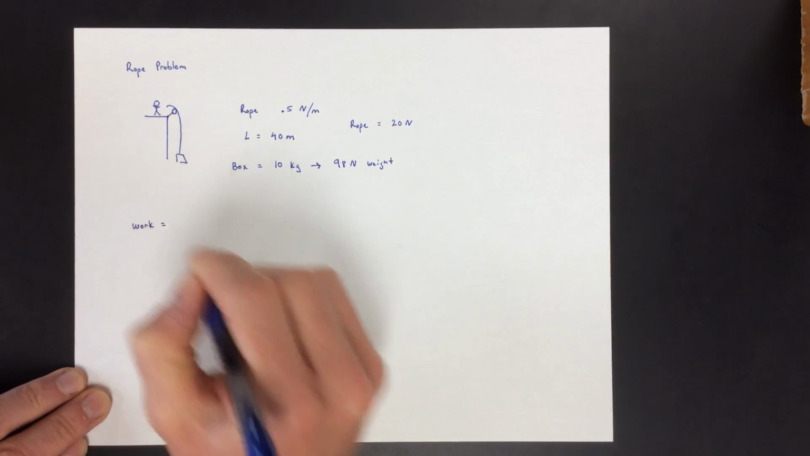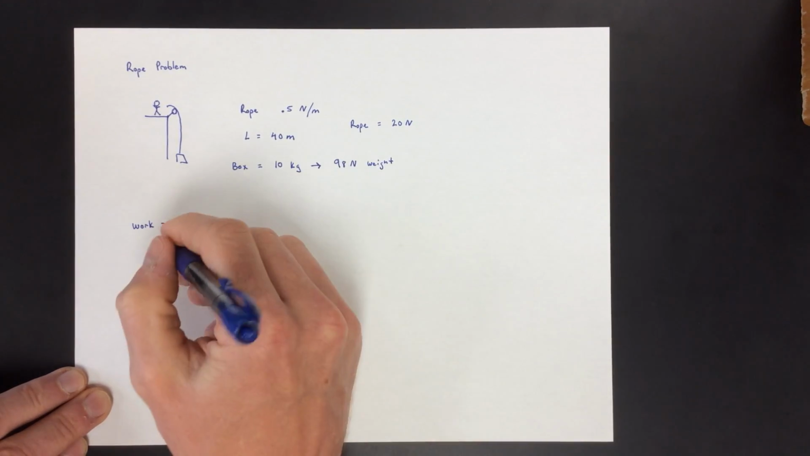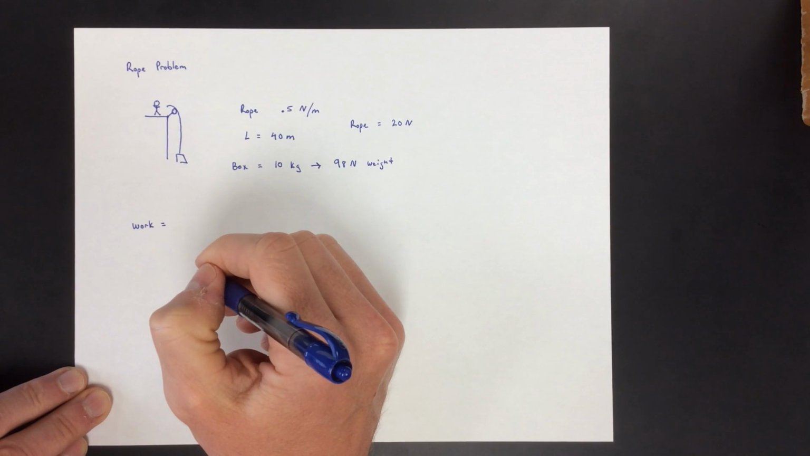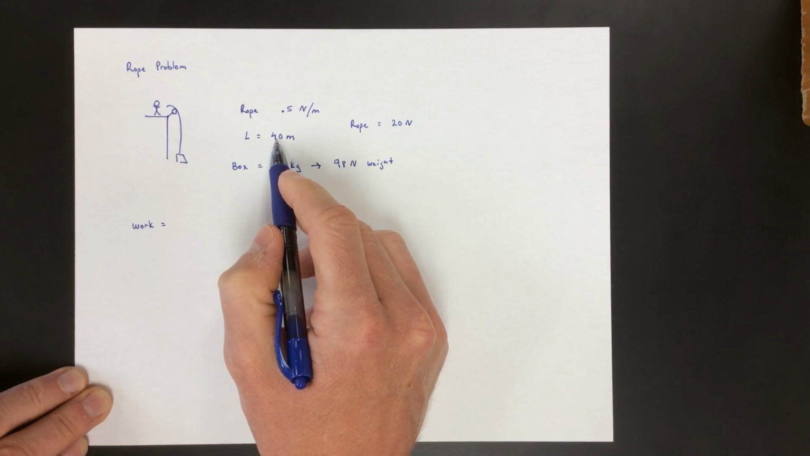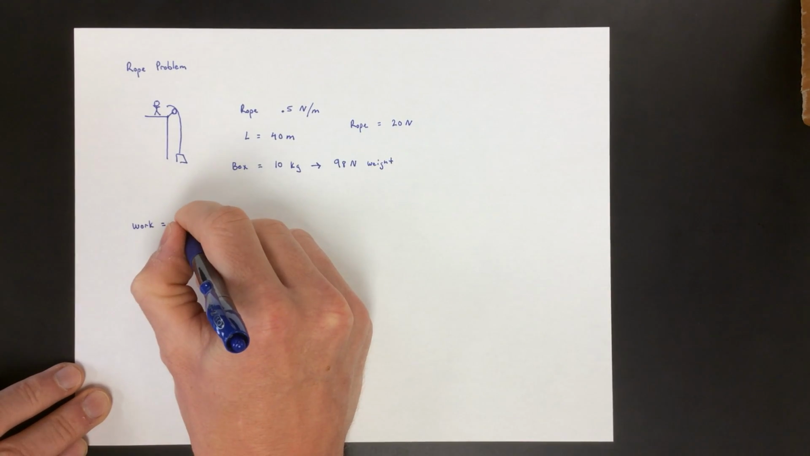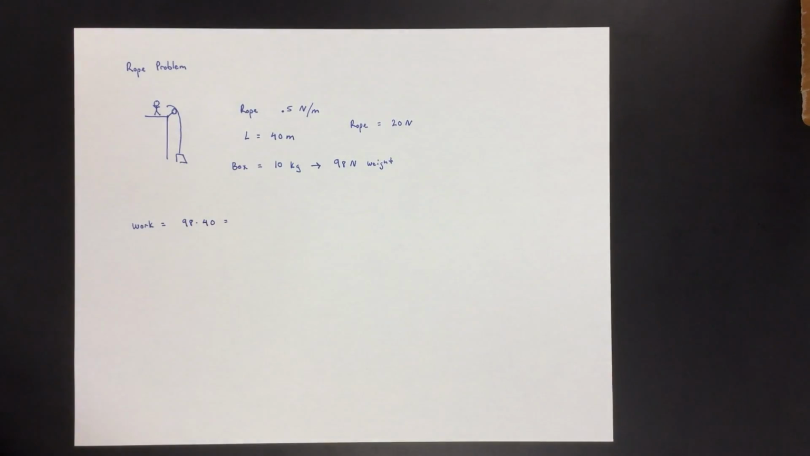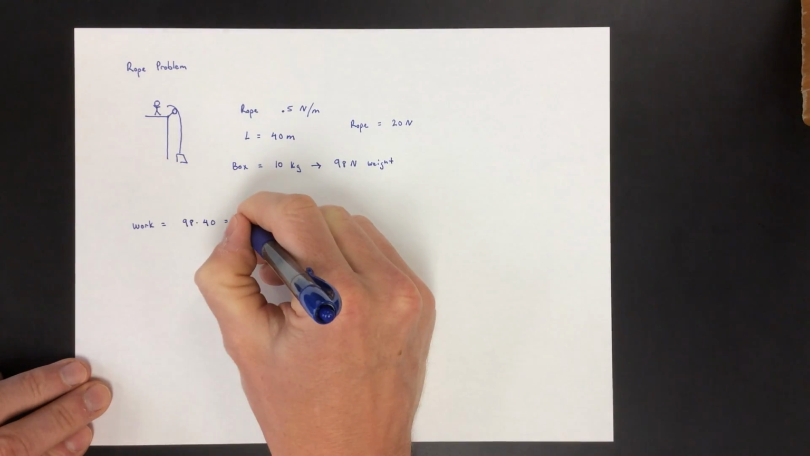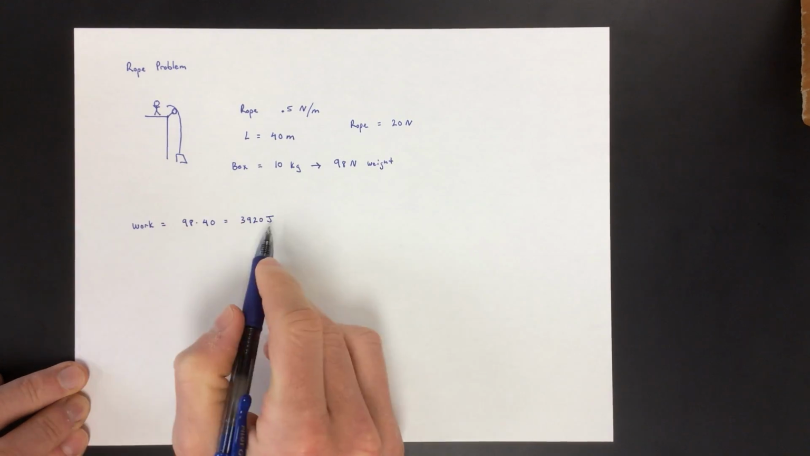But that's easy because that's a constant. The box's weight isn't changing. It's just 98. And we're pulling it up 40 meters because that's the length of the rope. So then we have the box, which is 98 times 40. Again, 98 times 40 is 3920 joules. Okay, that's the work to lift the box.